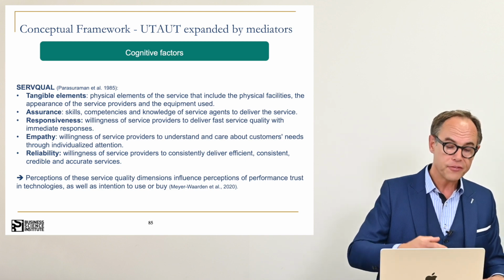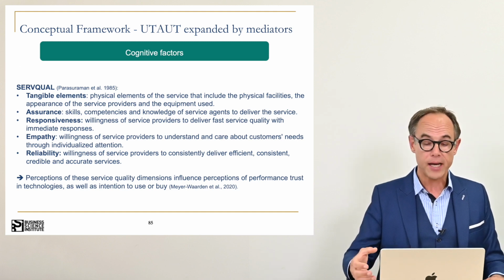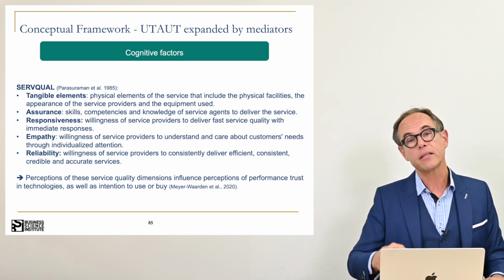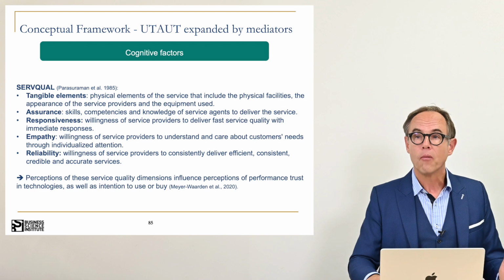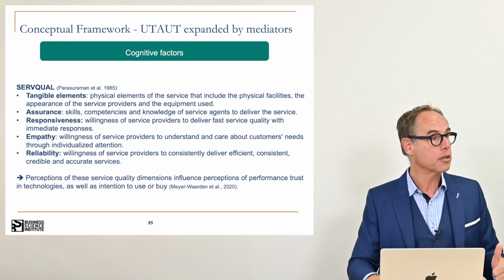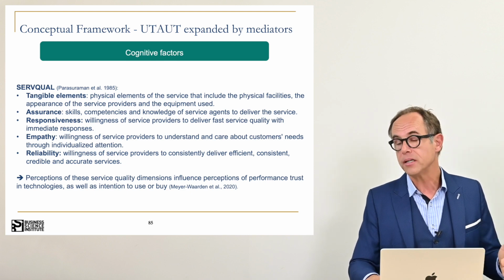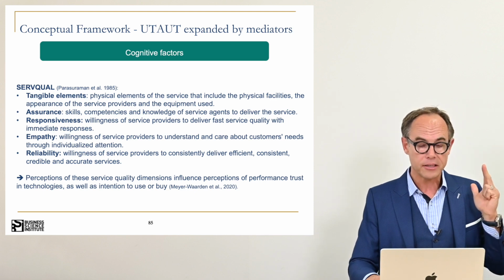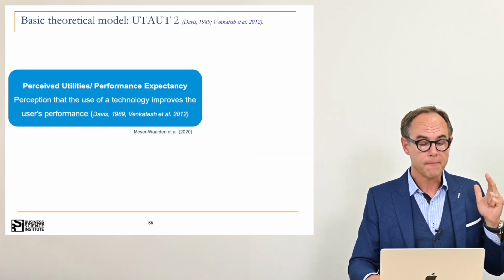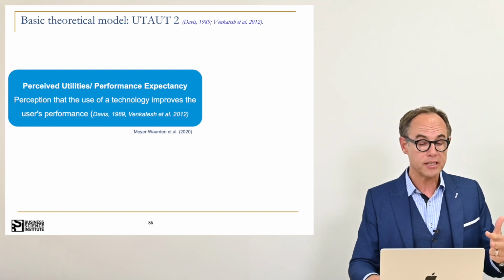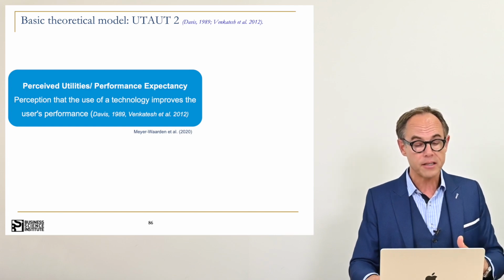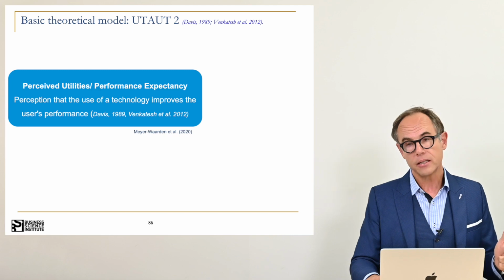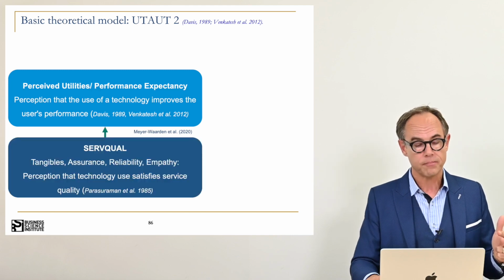These 5 dimensions impact perceived value and should also impact the intention to use one of these disruptive technologies, which could be a robot, a chatbot, autonomous car, or a smart home. So we see SERVQUAL should impact utilitarian performance expectancy, which subsequently impacts behavior intention to use.